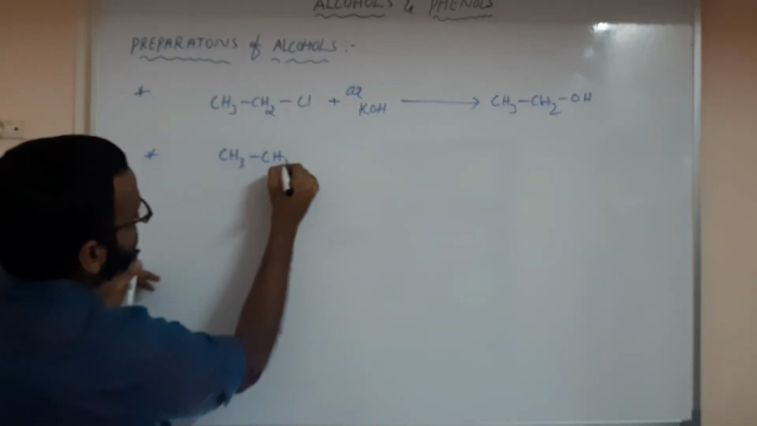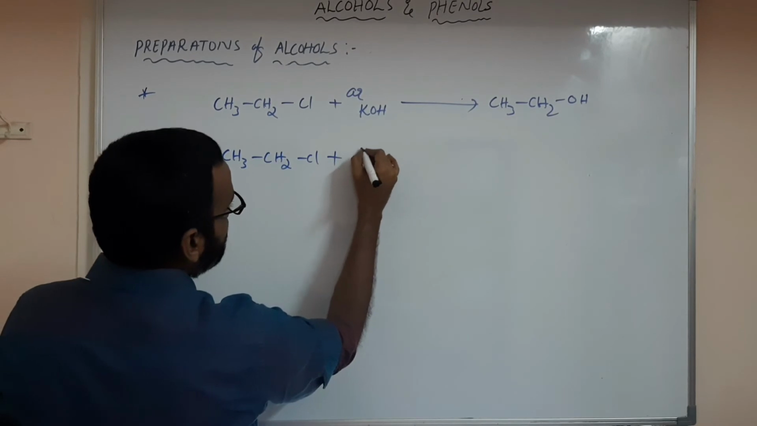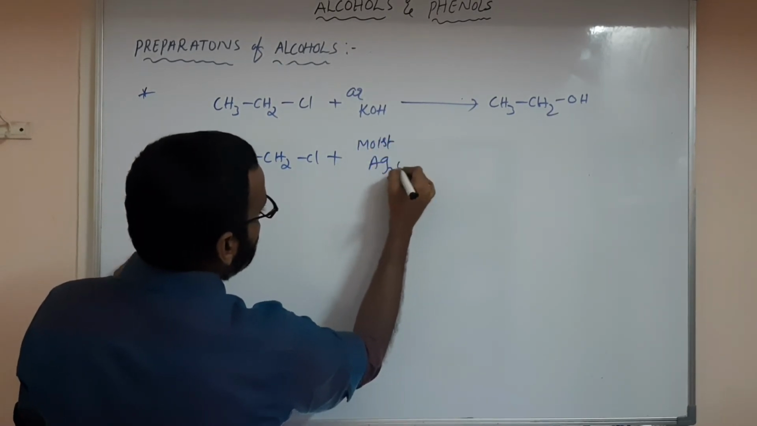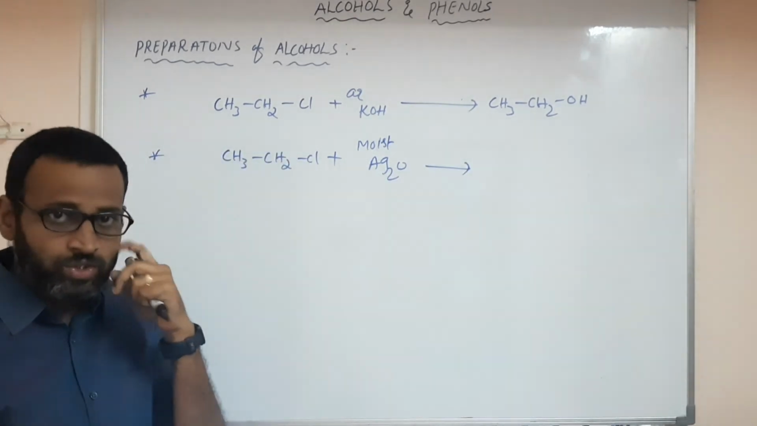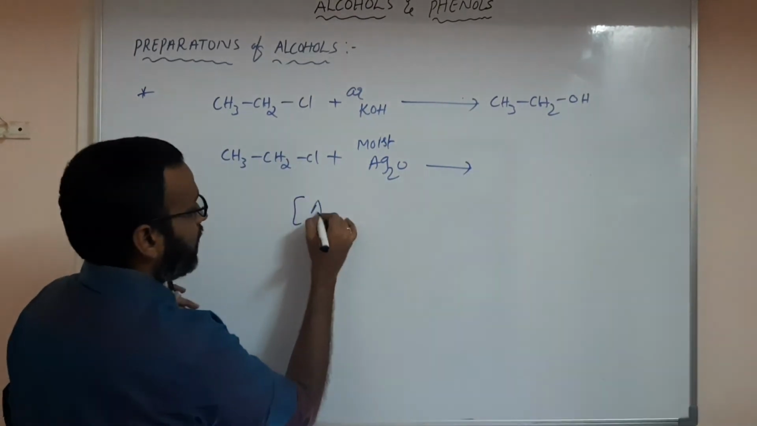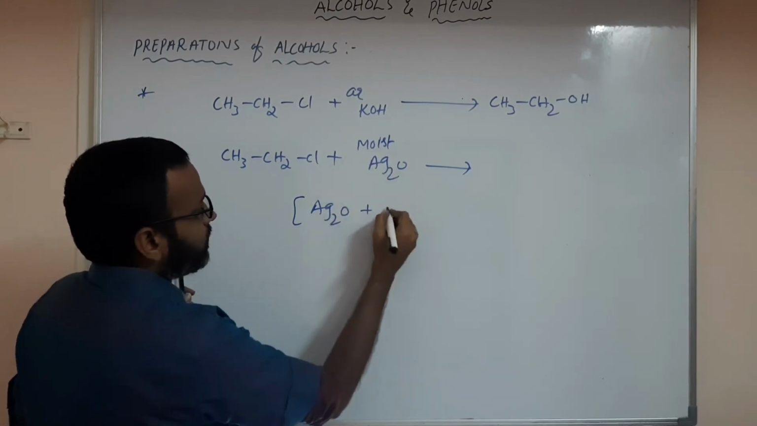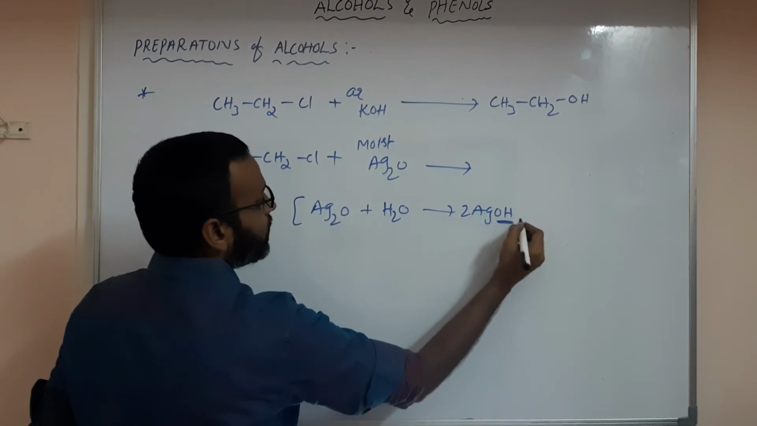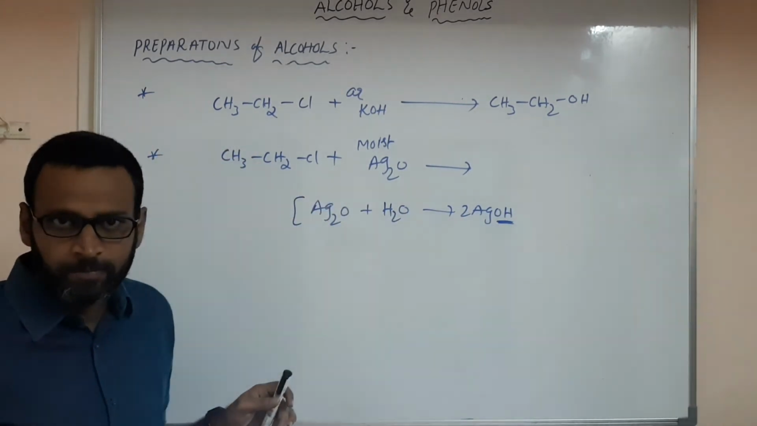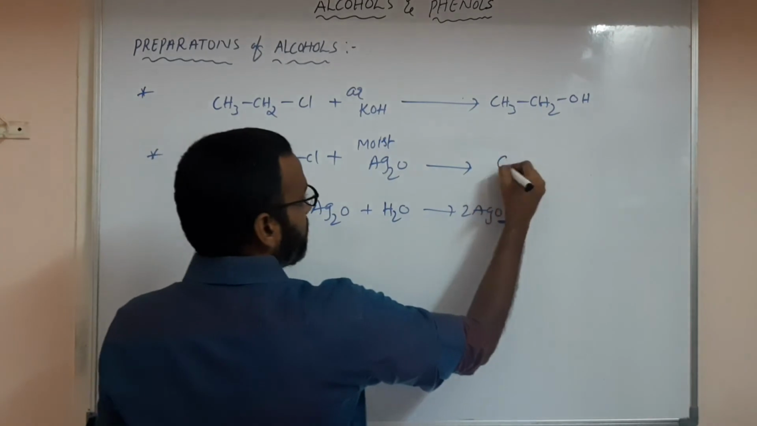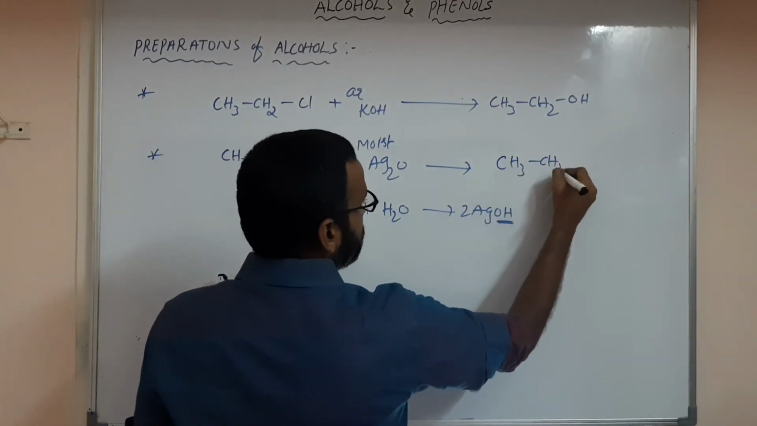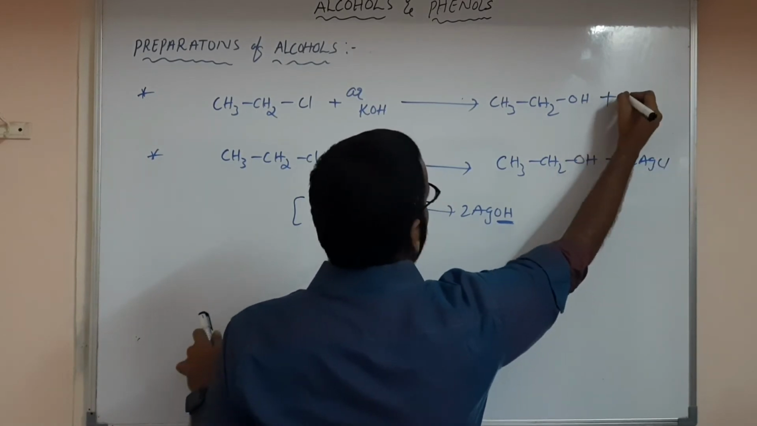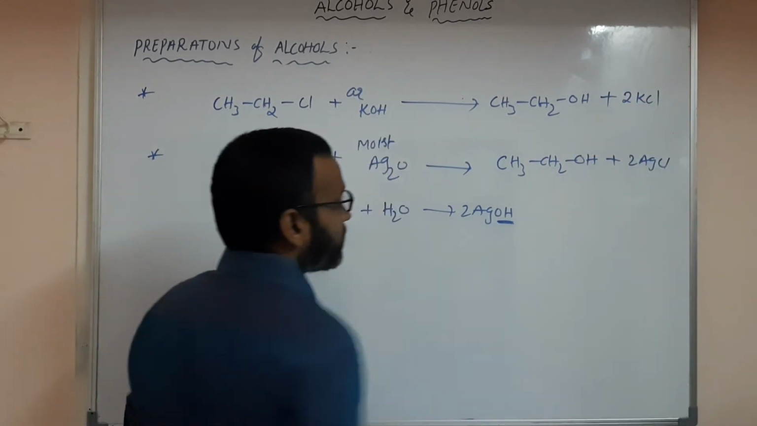CH3CH2Cl when I use moist Ag2O, the reaction I told you, you forgot. Ag2O, moist means water, that means 2 moles of AgOH. So OH minus will replace chlorine. That means your product is CH3CH2OH plus 2 moles of AgCl. Here I did not write it, so don't wonder what the byproduct is.